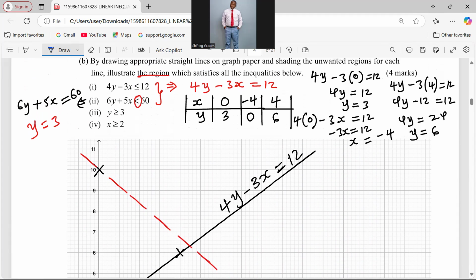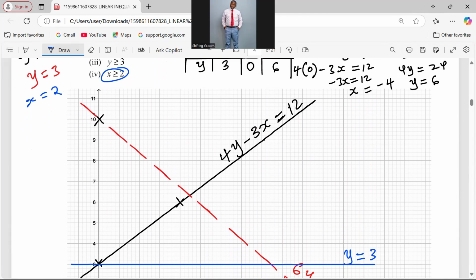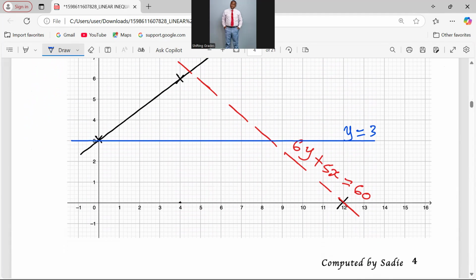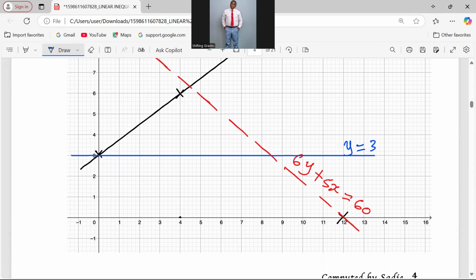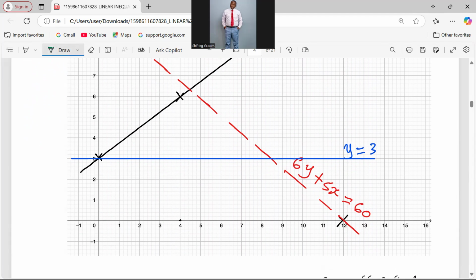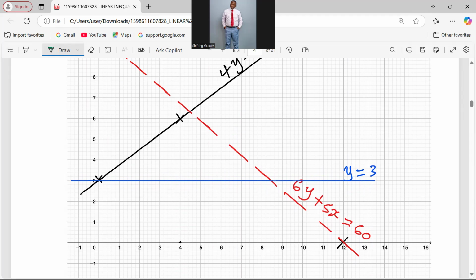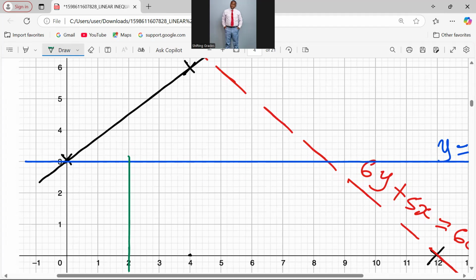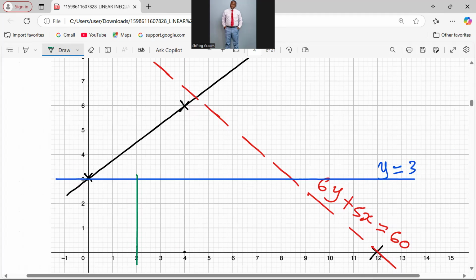Now check here. The last one, x equals 2. We translate the inequality into a borderline. For x equals 2, we go to the x-axis, and at x equals 2 we have to draw our perpendicular line there. Again, a complete line. So x equals 2 is going to be here.